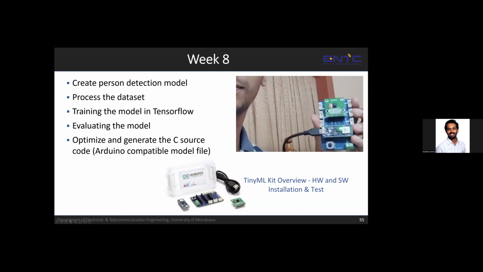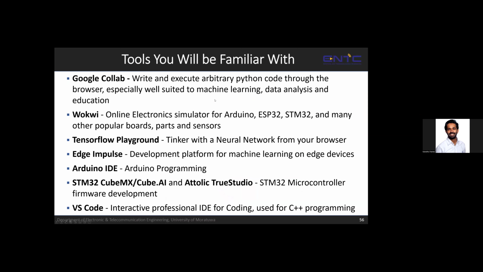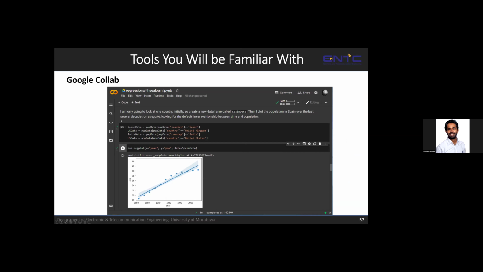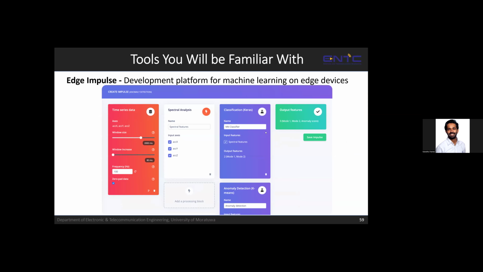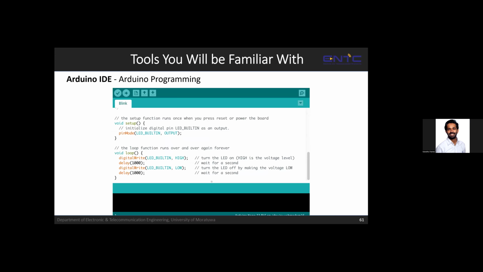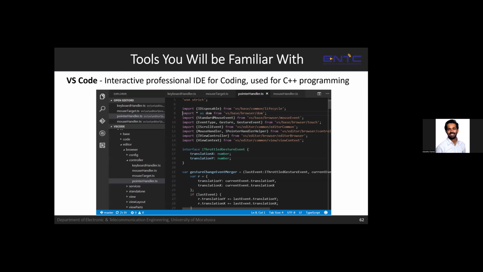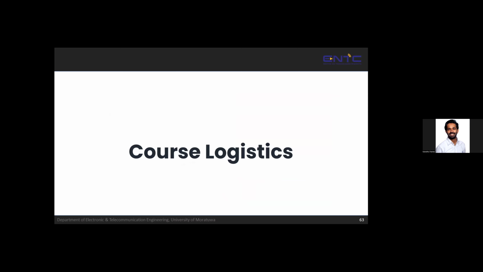During these 8 weeks, you will touch on several tools, Google Colab being one, Mockfeed, TensorFlow, Edge Impulse. Here are some screenshots as well: Colab, TensorFlow Playground, Edge Impulse, Mockfeed, Arduino IDE, of course, which you need to use to program, and VS Code, the professional IDE for coding. So you will be familiar with these tools.